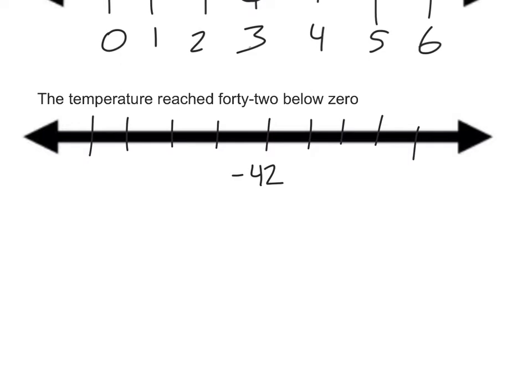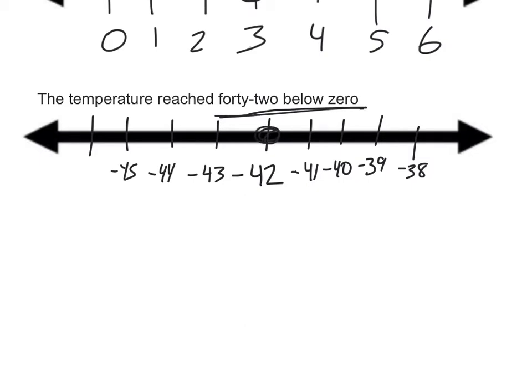Well, what's after negative 42 moving this way, closer to 0? Well, negative 41, negative 40, negative 39, negative 38. And then this direction, colder, negative 43, negative 44, negative 45. You get the picture. But of course we're graphing 42 below 0, so that's right there.